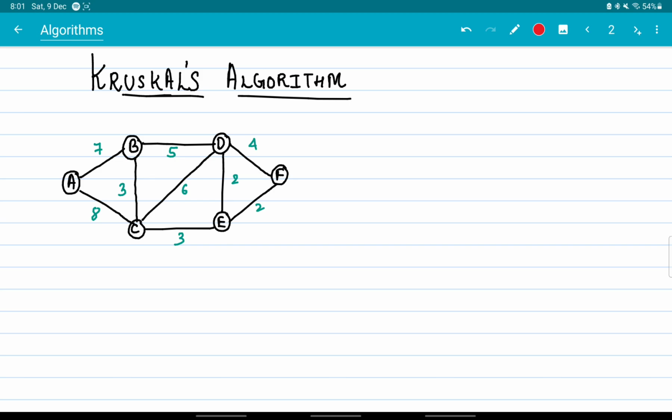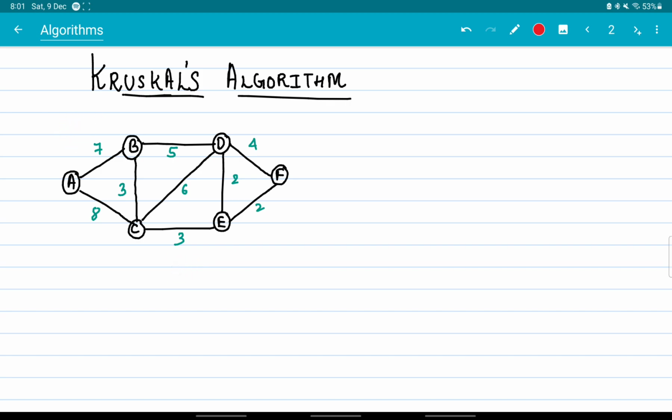So the first step is I'm supposed to arrange all the edges in the increasing order of their cost. Now what do I mean? If you see the edge that is connecting the nodes A and B, the cost for this edge is 7. If you see the edge that is connecting C and E, the cost of this edge is 3. So like this, I'm supposed to consider all the edges and their cost, and write these edges in the increasing order of their cost. Okay, so I hope you're understanding.